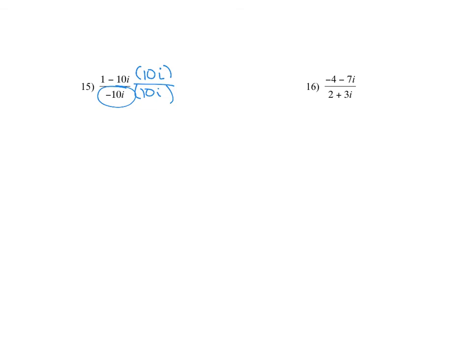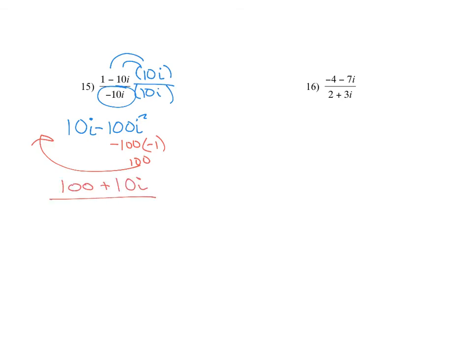Switch that sign. All right, so in the numerator, I'm going to distribute, multiply like that. So I have 10i minus 100i squared. Now remember, we're going to have to do a lot of simplifying in these problems. We have -100 times -1. That's going to give us 100. So I'm going to write this in the order that we usually see these complex numbers in, and I'm going to write that 100 before my 10i. So I have 100 plus 10i, and that's going to be my numerator.